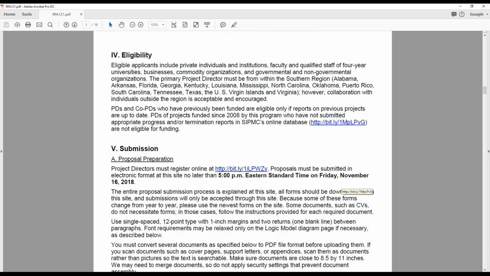In terms of who is eligible to apply for these grants, it's a fairly wide pool. Anything from private individuals, institutions, faculty and staff at qualified four-year universities, businesses, commodity organizations, government, non-governmental organizations. The biggest thing about this is that they're in the southern region. The primary project director must be within the region, and the work must benefit the region. I have seen projects that work with other regions, and we encourage that, but there has to be benefit in the proposal to the southern region.